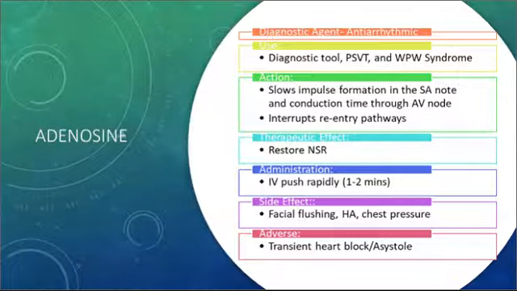It slows the impulse from the SA node and conduction time through the AV node. What it's trying to do is get things to slow down and let the heart's normal pacemaker kick back in. It's given IV push very, very rapidly. It has a half-life of less than 30 seconds. That is why you push this so fast. Side effects can be facial flushing, headache, chest pressure, but it's very, very brief.